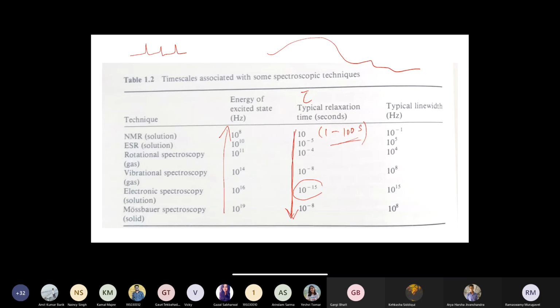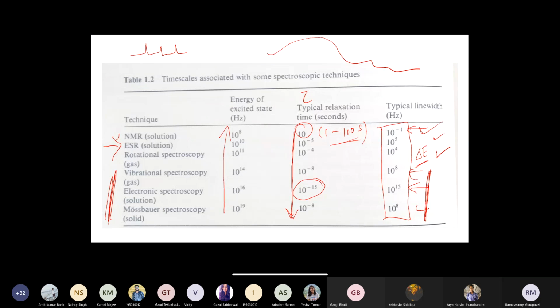Tau falls to 10 power minus 15 seconds, as I said, for electron spectroscopy, whereas it is 1 to 100 seconds for NMR spectroscopy. As a result, you can work out the line width, which is actually a measure of uncertainty. So the uncertainty is extremely low for NMR and very high for techniques like rotational, vibrational, electronic, and Mossbauer. So those spectroscopy techniques which use high energy have low resolution. Those which use low energy have very high resolution.